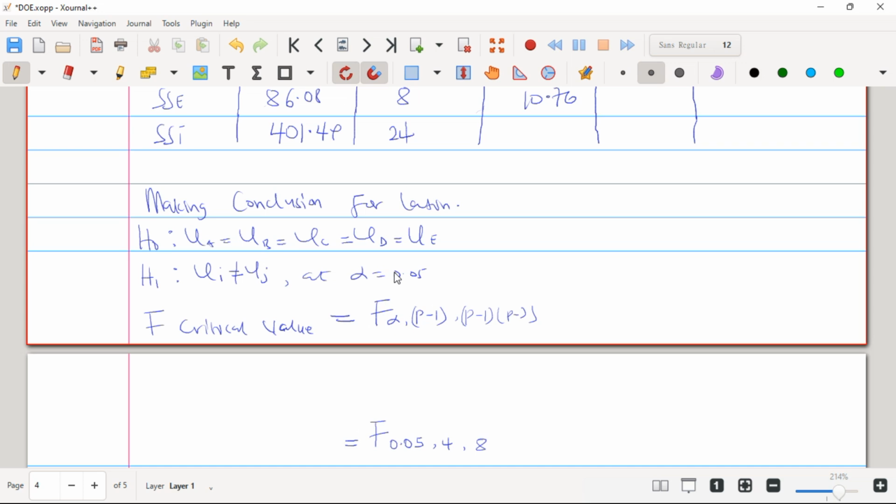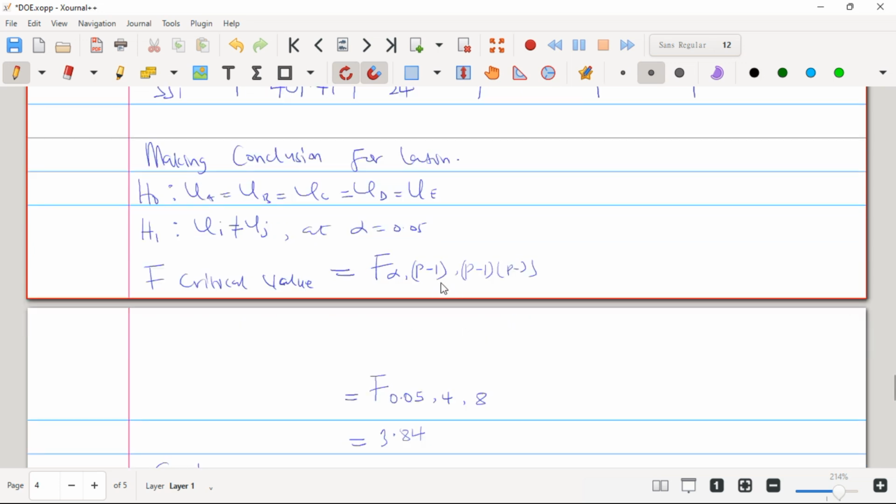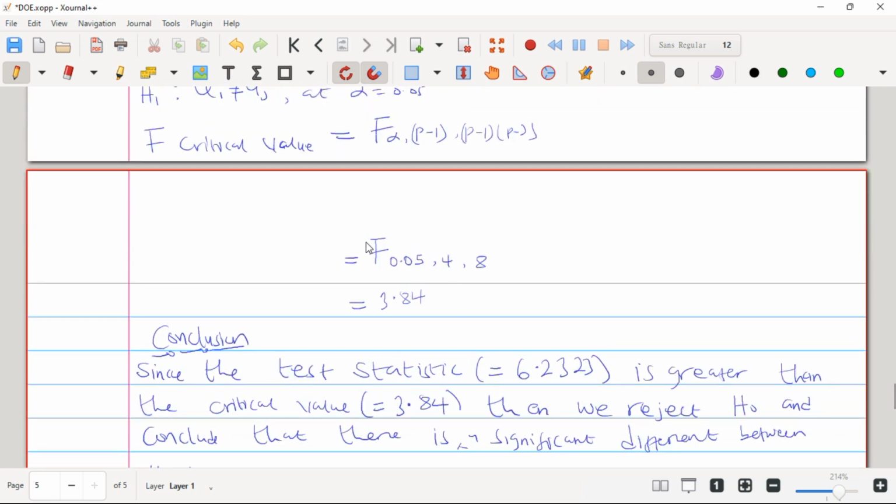But we have to get our critical value from our table. So before we get our critical value from the table, here's the formula that we use: F subscript alpha, p minus 1, and p minus 3. So we are just substituting the p. The p is 5. Once you do the substitution, I'm going to get this one: F alpha of 0.05, 4, 8.